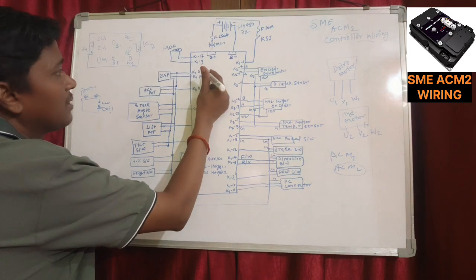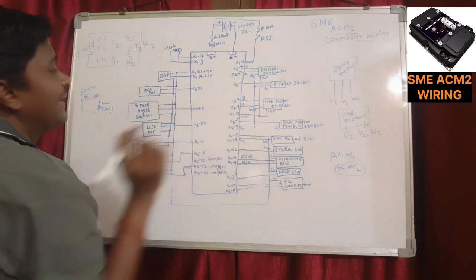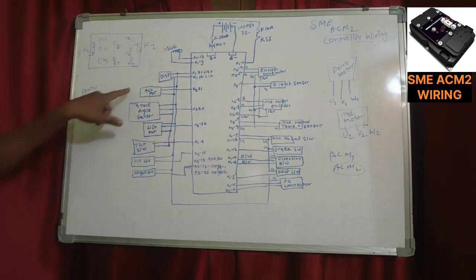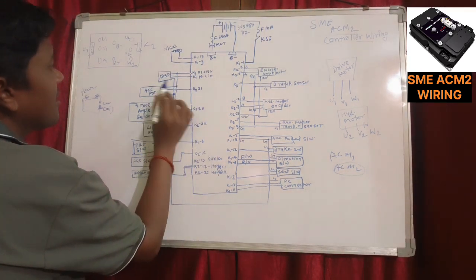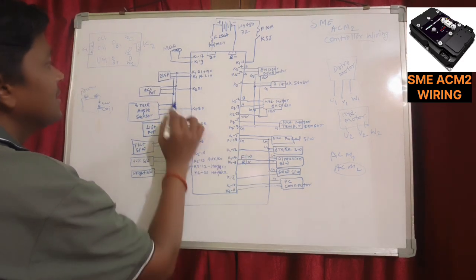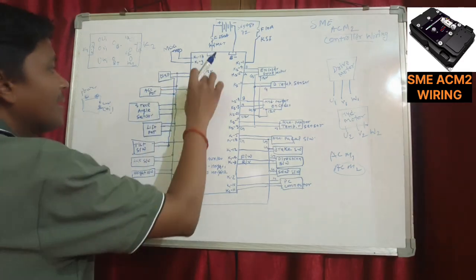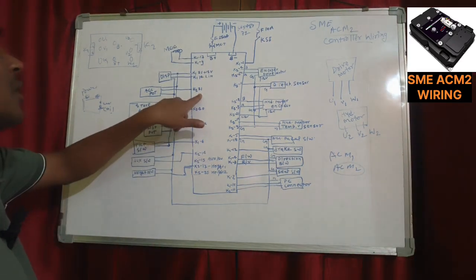12 volt will be K121 and ground will be K118. This accelerator port, see, K121 is connected to the accelerator port, and K118 is connected here to the accelerator port, and another connection of the accelerator port is K121.